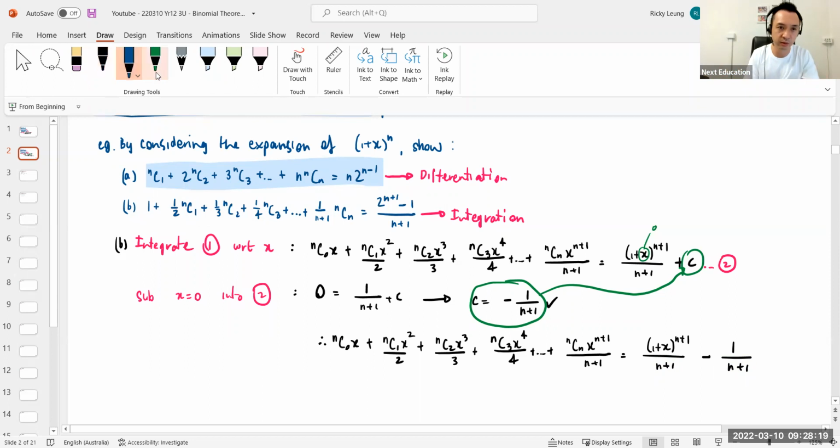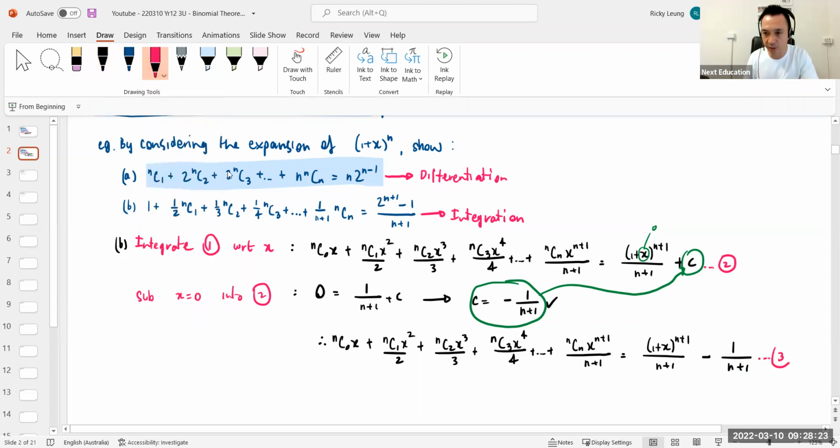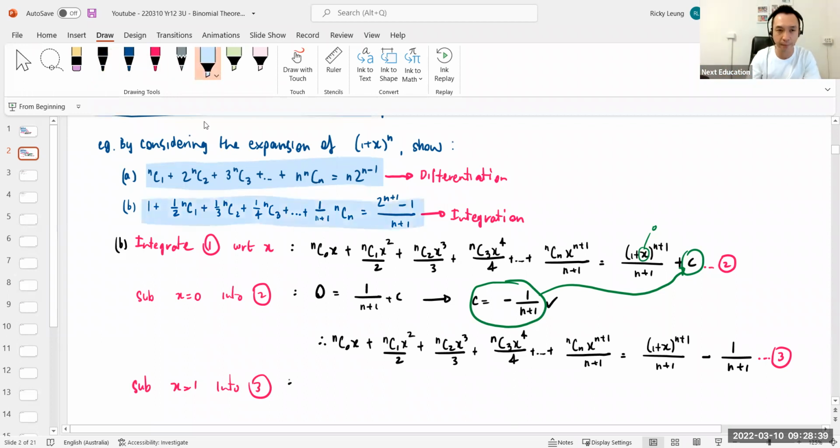So what I'm going to do, two things. Firstly, let's combine the common denominator and also call this number 3, and then sub x equals 1 into number 3, and we got it, all right? We got it because all the x's will go away, and we should get the term on the right-hand side looking like what we need, right, in the question above. So that should be proven.